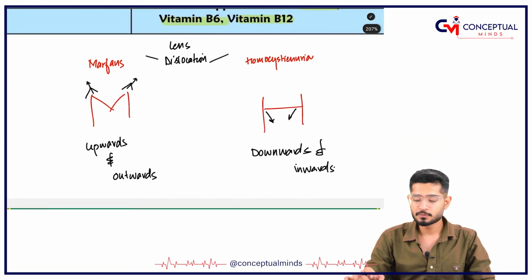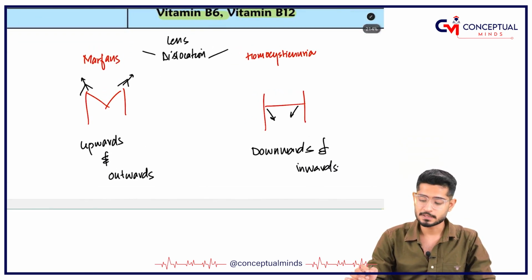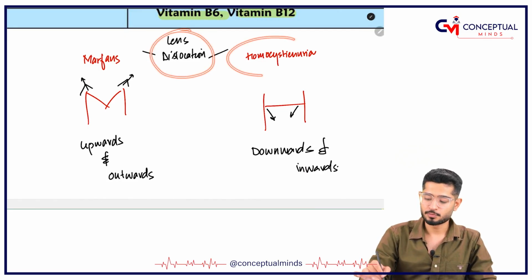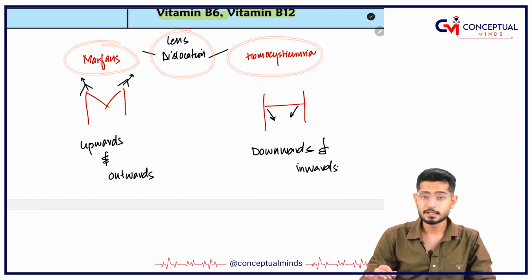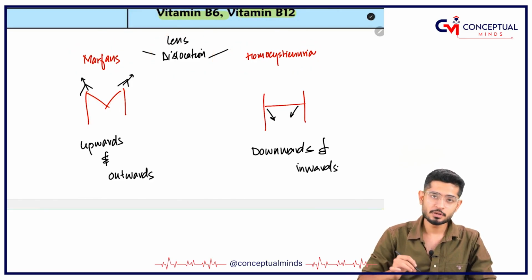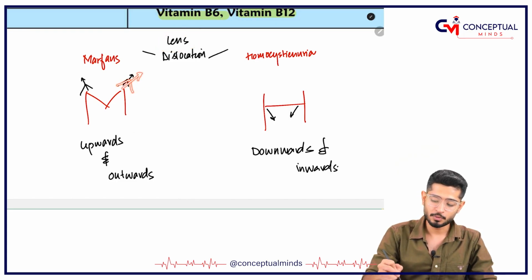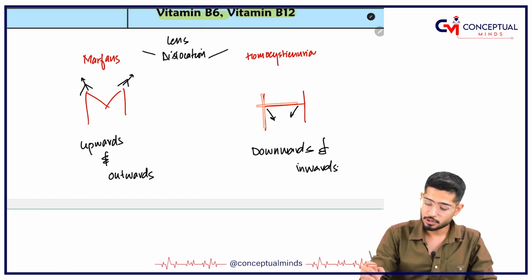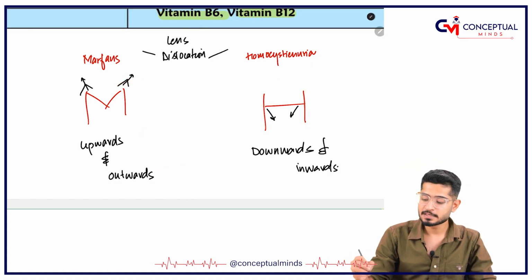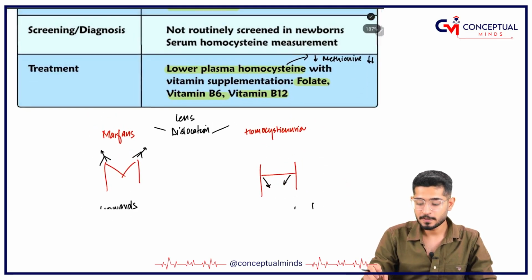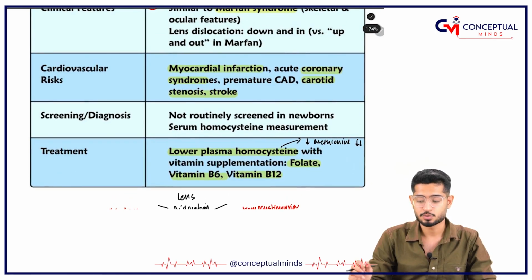But what is the difference between the ocular findings? My dear friends, please understand the lens dislocation in homocystinuria and in Marfan's. Can you see, Marfan's M is written like this. So the lens dislocation is going to be outwards and upwards. Whereas for homocystinuria, the H is written like this. So the lens dislocation is downwards and inwards. So these are the ocular findings which you will see.